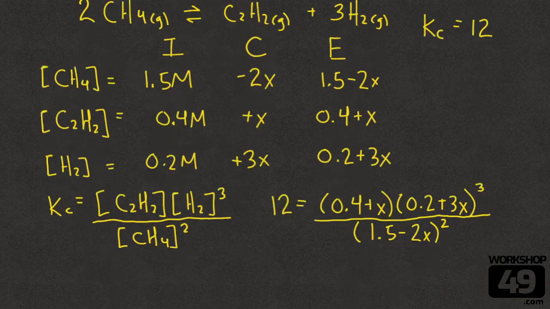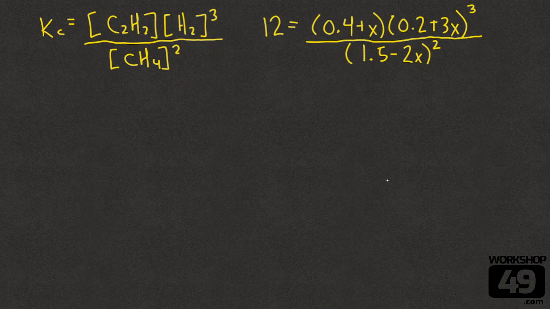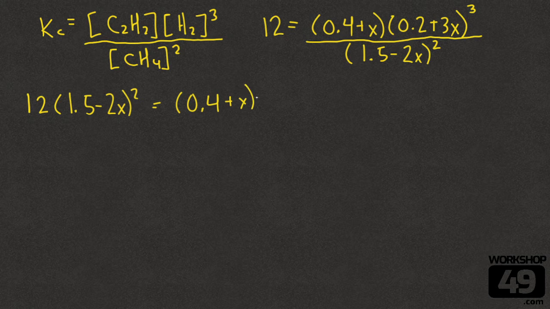But I believe in you. We're going to rearrange this just a little bit. I want this denominator brought up. So it's going to be 12 multiplied by 1.5 minus 2x squared, and that's equal to 0.4 plus x multiplied by 0.2 plus 3x cubed. All right. I am not going to do synthetic division or anything to try and solve this for x. We are going to do some shenanigans.